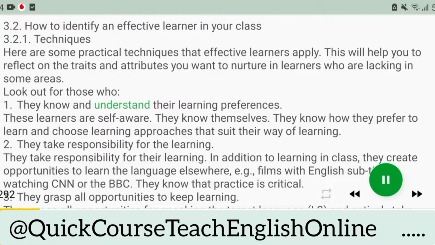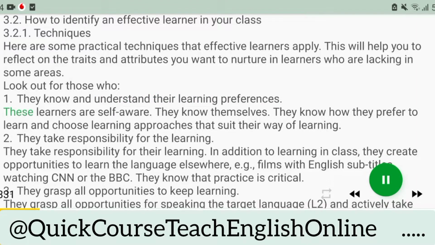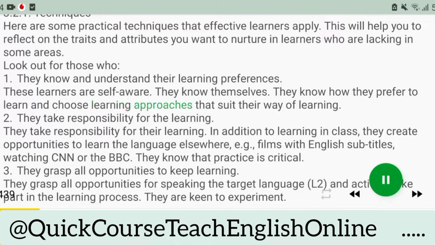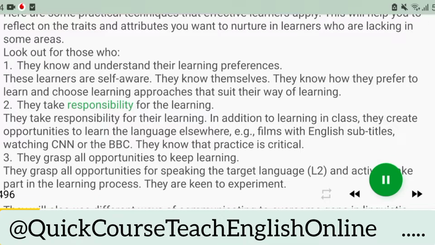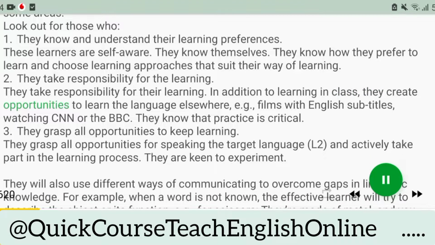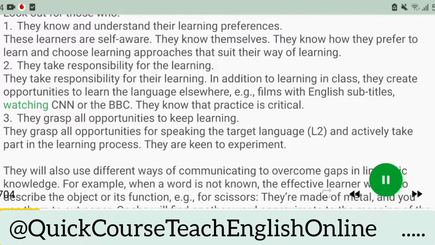1. They know and understand their learning preferences. These learners are self-aware. They know themselves. They know how they prefer to learn and choose learning approaches that suit their way of learning. 2. They take responsibility for their learning. In addition to learning in class, they create opportunities to learn the language elsewhere, e.g., films with English subtitles, watching CNN or the BBC. They know that practice is critical.